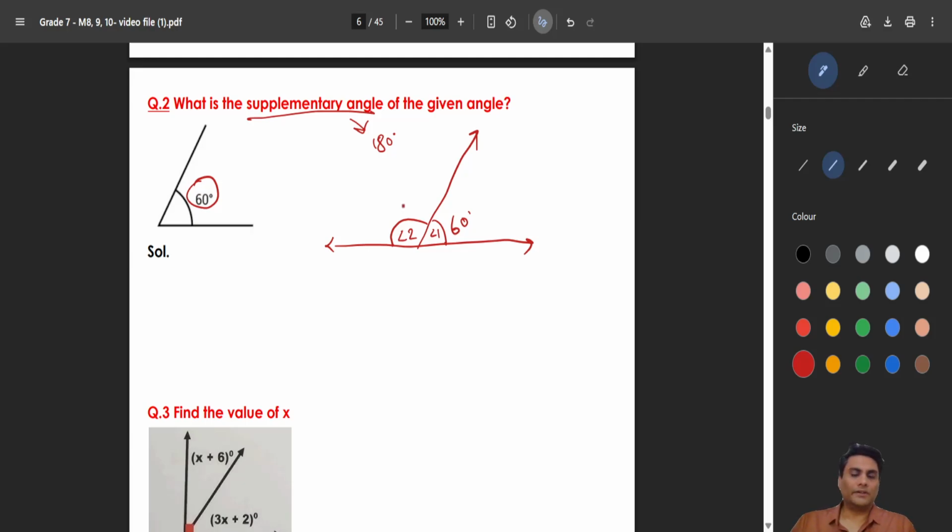But if it comes in the writing exam, how will you solve it? How will you show it? Angle 2 will be x. Why? Because I don't know right now what angle 2 is. These are supplementary angles, which means angle 1 plus angle 2 should be equal to 180 degrees. Correct? Because these are supplementary angles.